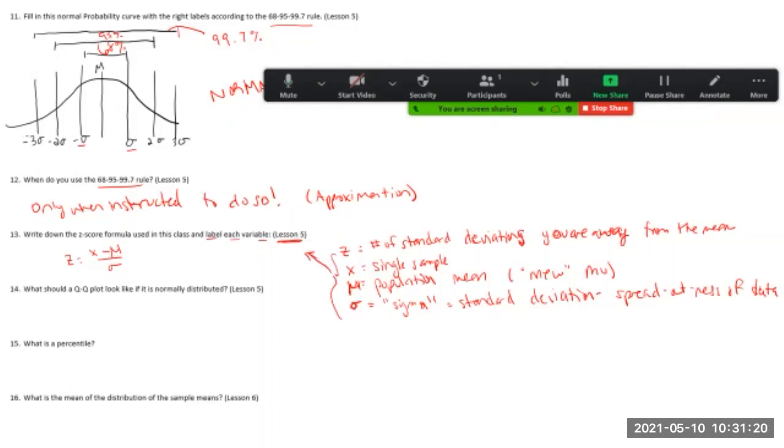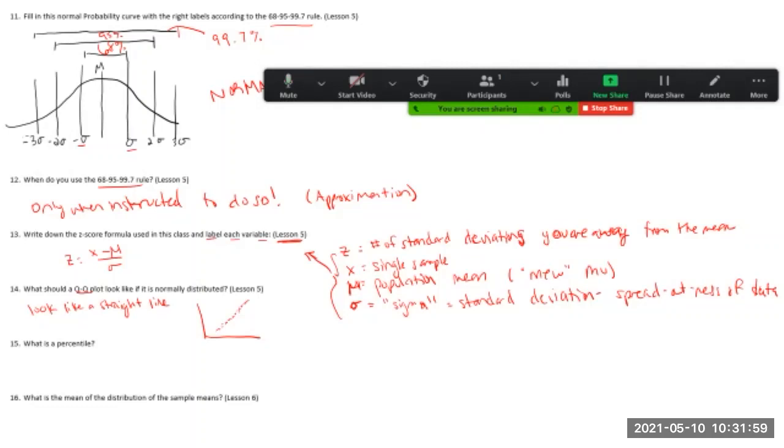Okay. What should a QQ plot look like if it's normally distributed? In this class, when we're trying to determine if data is normally distributed, we like to put it in a QQ plot, something that Excel does for us. It should look like a straight line, up and to the right. Later on we'll look at diagnosing QQ plots and when it's normal and when it's not. But it's a little bit of an art where you squint your eyes, you tilt your head, and you're like, yeah, that's normal.